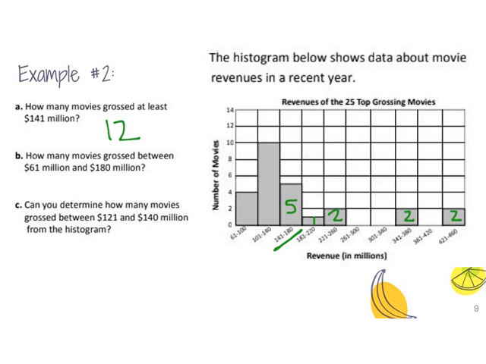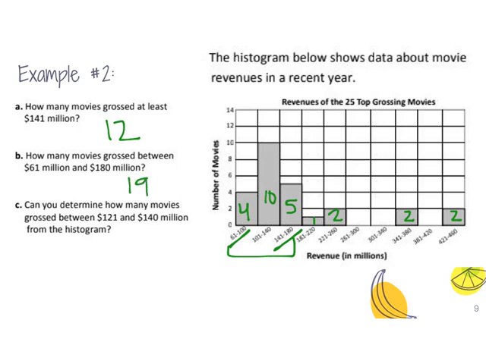How many movies grossed between 61 million, so that's this one right here, and 180? So that's between these right here, and we want to talk about between those. So between 61 and 180, I'm going to count this 4 plus 10 and then plus 5. So I get 19.